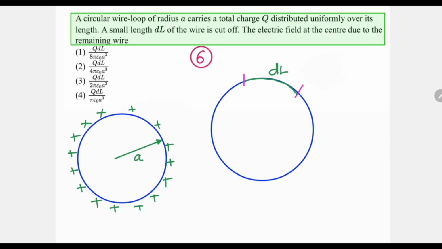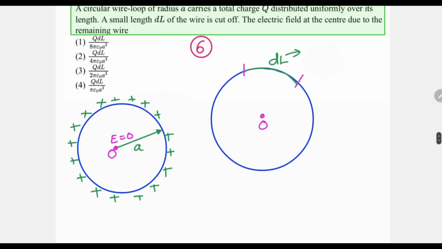Now, here, because charge is distributed uniformly, due to symmetry, we can say that electric field at the center will be 0. E at the center point, if the center is denoted by O, E at the center is 0. But in this situation, you have removed a small portion of length dl. So what is the charge present in this dl length of the wire? That we have to think.